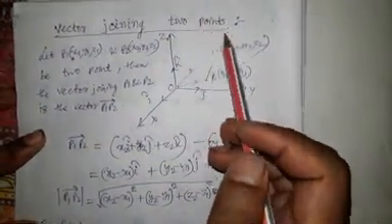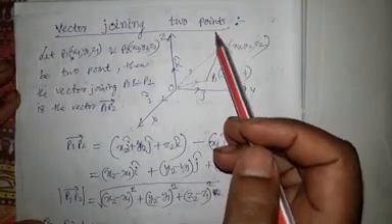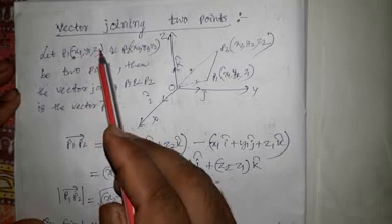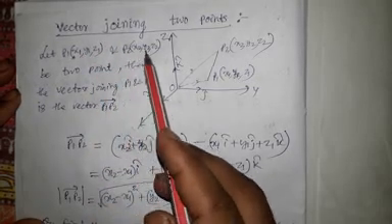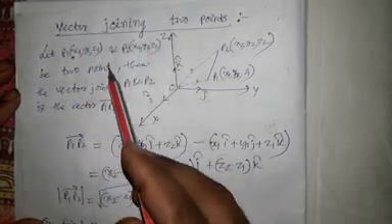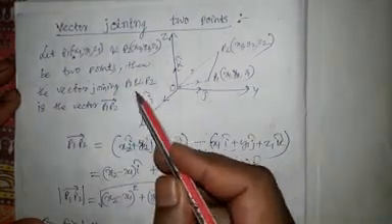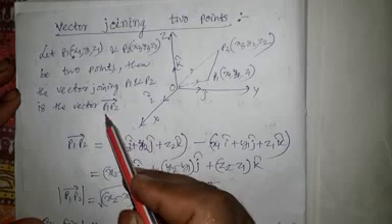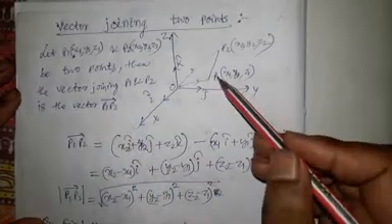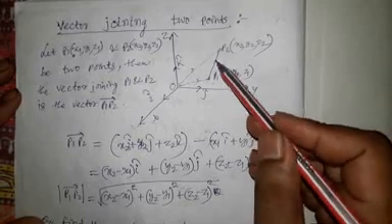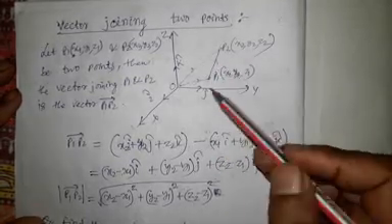Vector joining of 2 points. Let P1 (x1, y1, z1) and P2 (x2, y2, z2) be 2 points. Then the vector joining P1 and P2 is the vector P1P2. That is P1, this is P2. The joining vector is P1P2.